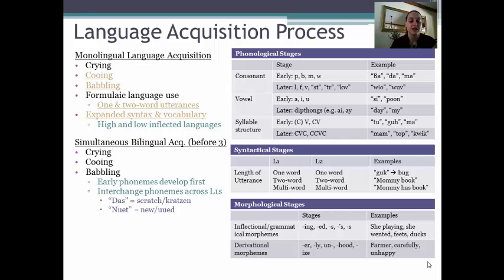The word scratch in English is kratzen in German. And so a simultaneous bilingual child before the age of 3, hearing both of those terms being used by an adult, for example, might sort of assimilate the phonemes that they're hearing and come up with their own unique term, which is not part of either language, "das," and use it to mean scratch in English and to mean kratzen in German. Same thing as a second example, "nuet." So new in English is "ued" in Estonian, and together the child might form their own unique term, "nuet," and use that in both English and Estonian.